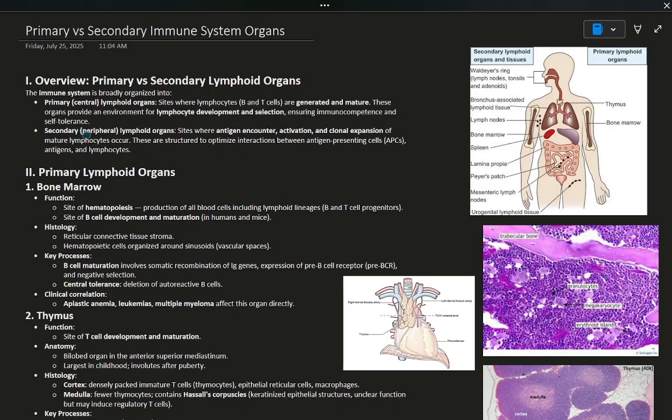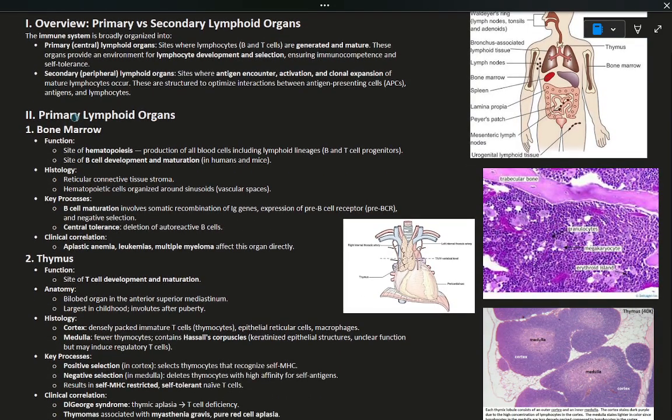The secondary or peripheral lymphoid organs are sites where antigen encounter, activation, and clonal expansion of mature lymphocytes end up occurring. These are ultimately structured to optimize interactions between antigen-presenting cells, the antigens, and the lymphocytes.